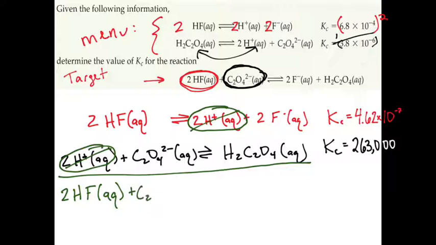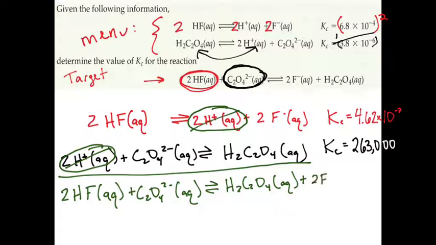2HF plus C2O4 2- yields H2C2O4 plus 2 fluorides. All right, and then the whole point was to get my final equilibrium constant. I'll write it down below because I'm out of room. I'll say Kc equals, and it's going to be the product. So 4.62 times 10 to the negative 7th times 263,000.